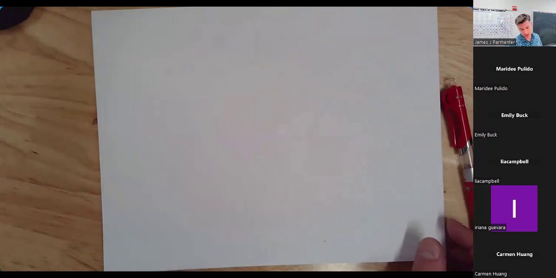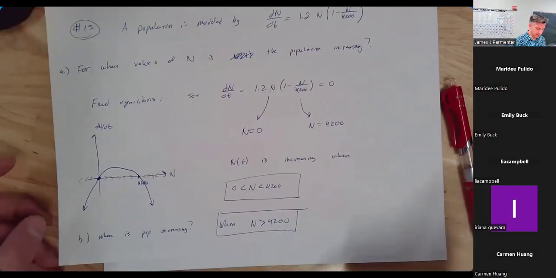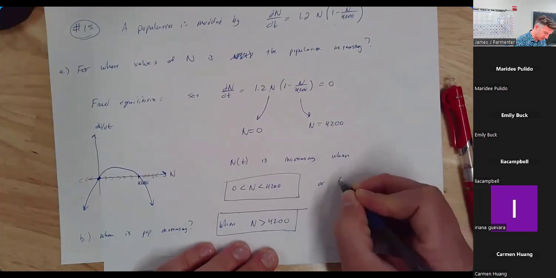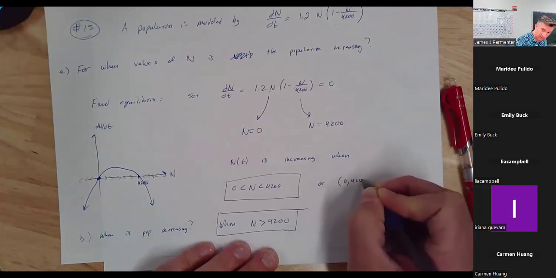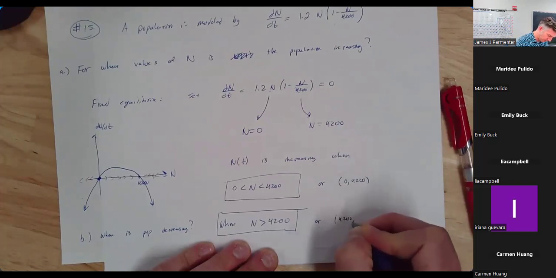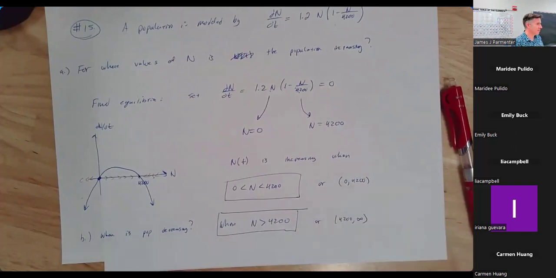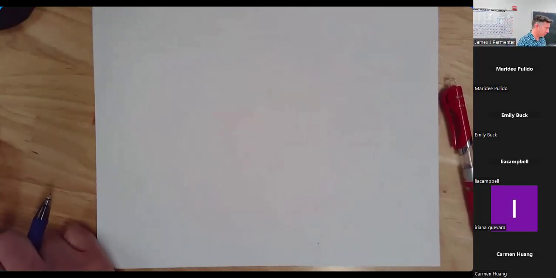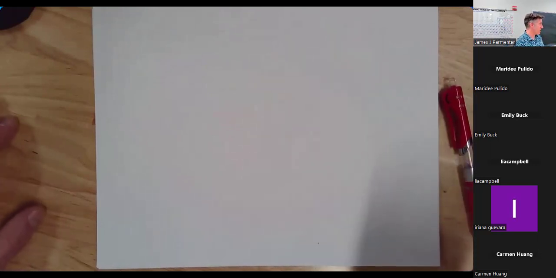Great, awesome. So yes, it might be better to write these as intervals. You could say 0 to 4,200 for this first one, and 4,200 to infinity for the second one. Probably a technically better answer. And then part C, we've already answered. What are the equilibrium solutions? 0 and 4,200. Not surprising, right? The equilibria are where you change from being increasing to decreasing or decreasing to increasing. That's not news to us, I don't think.